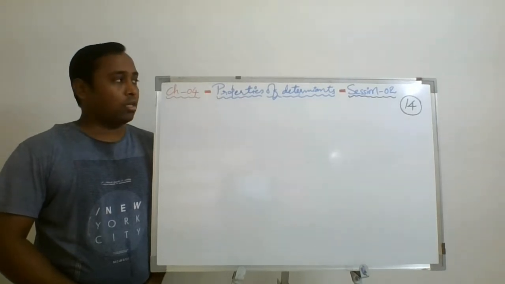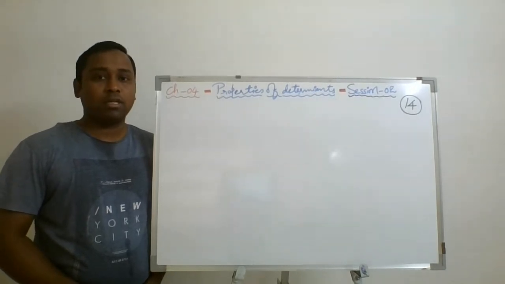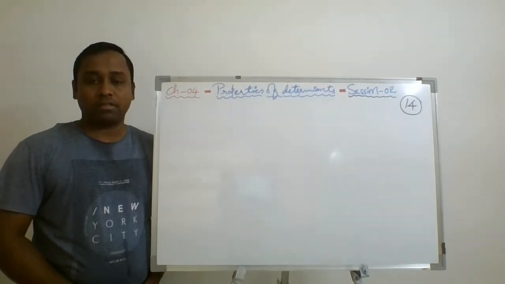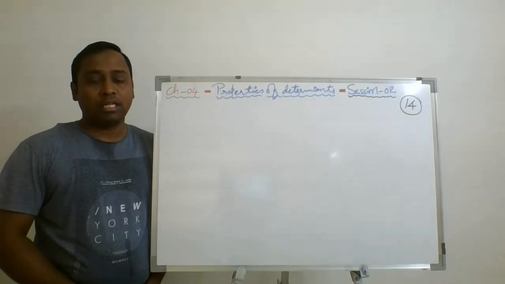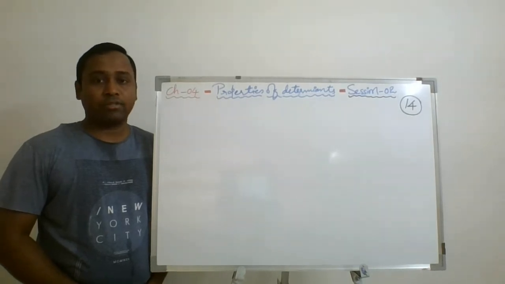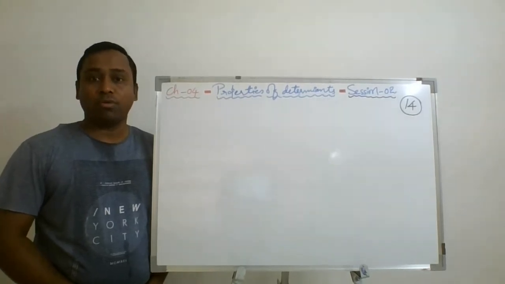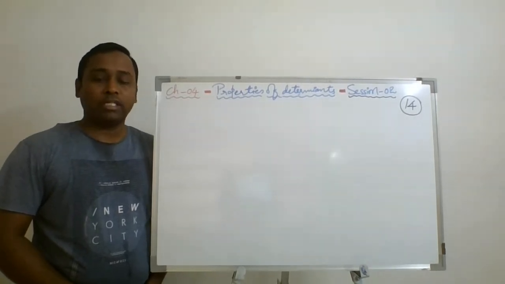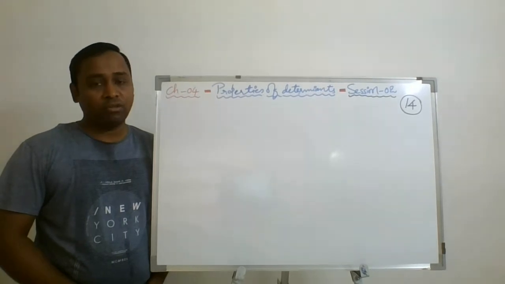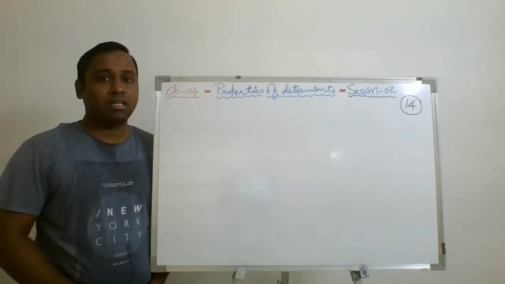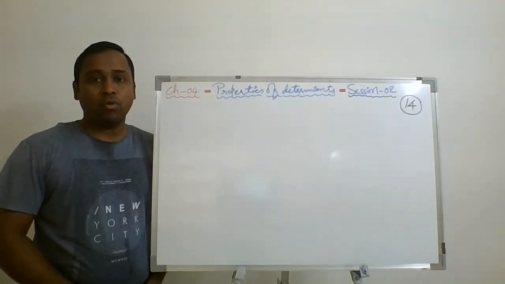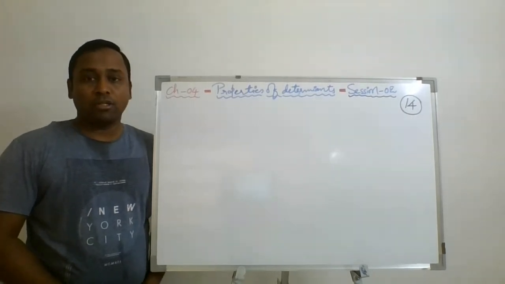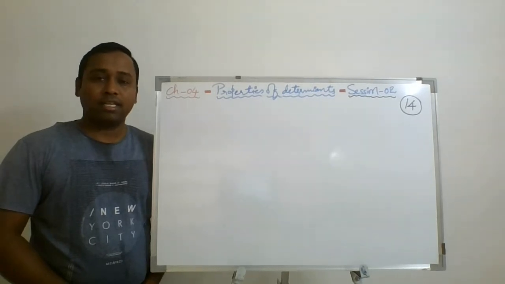So in this session now we are going to discuss the properties of determinants. Already we have discussed the meaning of the determinant of a square matrix in the last session, session number 1. In that session, we also discussed how to determine the determinant of 2 by 2 matrix and 3 by 3 matrix. Now, in this session, we are going to understand some important properties of determinant to solve the determinant in easiest manner.